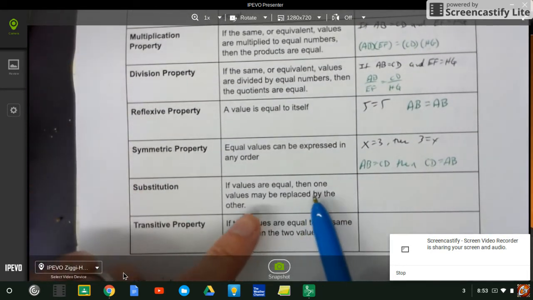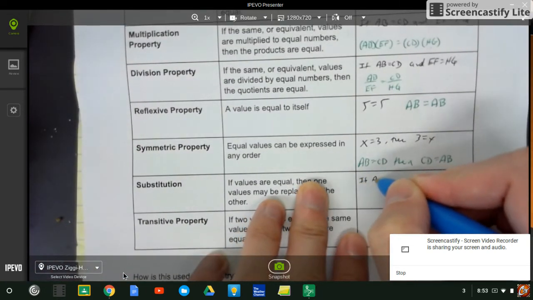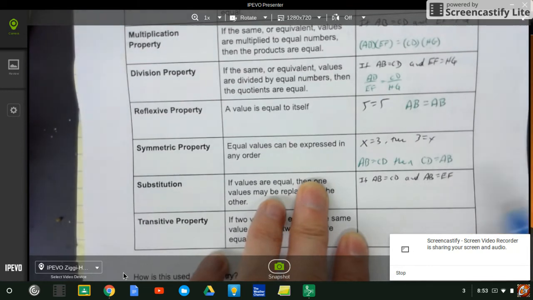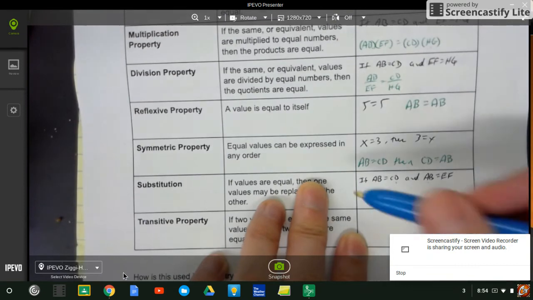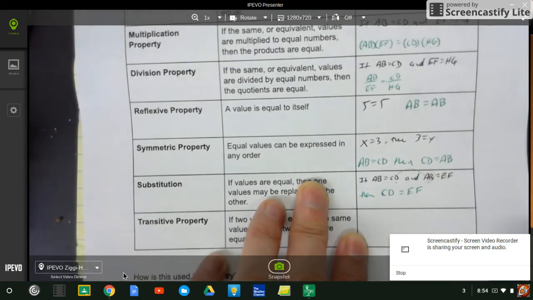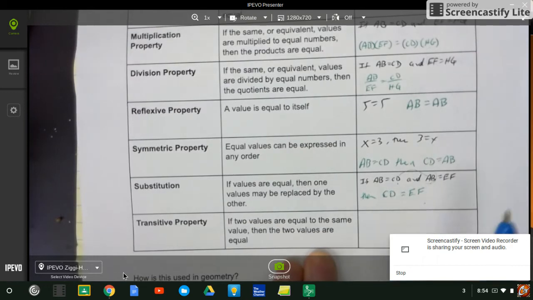Substitution, that's replacing something with something that it equals. So if I know that AB equals CD, and I also know AB equals EF as well, so AB is the same length as CD, and AB is the same length as EF, then I could say that CD is equal to EF. Because what I'm doing is saying, in place of this, I'm putting what it equals. That's substitution.